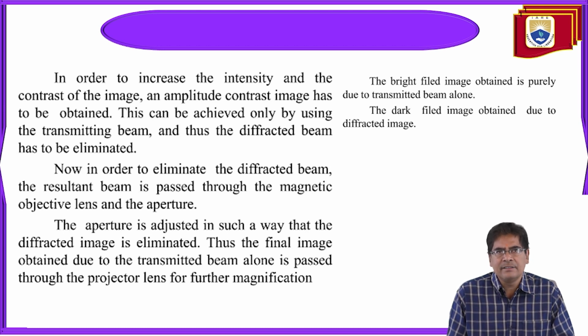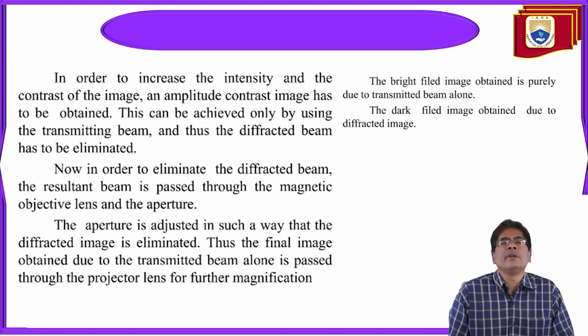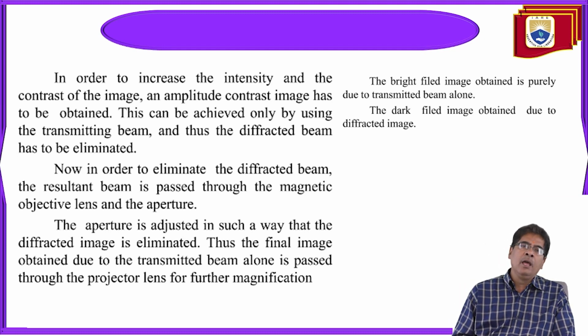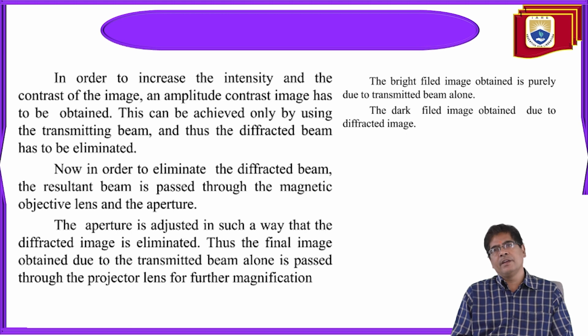In order to increase the intensity and the contrast of the image, an amplitude contrast image is obtained. This can be achieved only by using the transmitted beam, and the diffracted beam has to be eliminated. So in order to eliminate the diffracted beam, the resultant beam is passed to the magnetic objective lens and the aperture. The aperture is adjusted in such a way that the diffracted beam is eliminated. The final image obtained due to the transmitted beam alone is passed to the projector lens for further magnification.